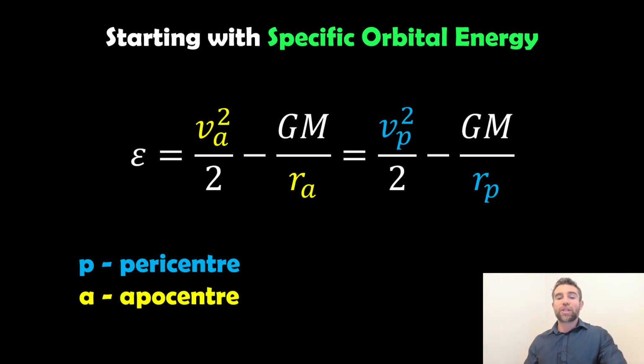So what we're going to do is start with the specific orbital energy, and in here we've got the velocity at the apocenter and the apocenter distance. We've then got the pericenter velocity and corresponding distance as well. Obviously you've got your GM there, which would be your mu, and the specific orbital energy is a constant of that particular orbit. So again, that should remain the same value, and we can put it in terms of the apocenter or the pericenter. So we've got two versions there basically.